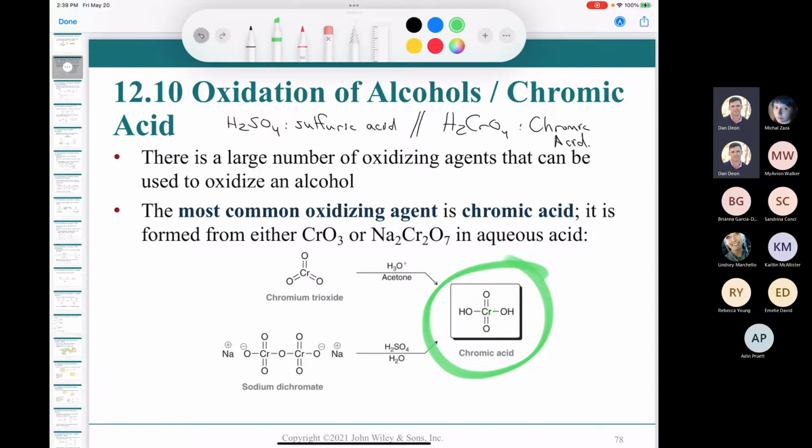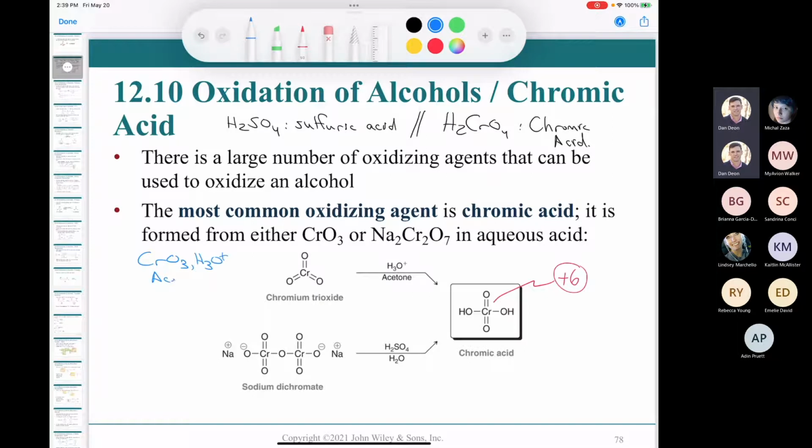The oxidation number of the chromium in chromic acid is +6. And chromic acid is actually made in the laboratory. There's a couple of ways that you can make it. One of the ways is to take chromium trioxide, CrO3, and combine it with H3O+ and acetone. All of this together would be CrO3, H3O+, and acetone, and that will produce chromic acid.